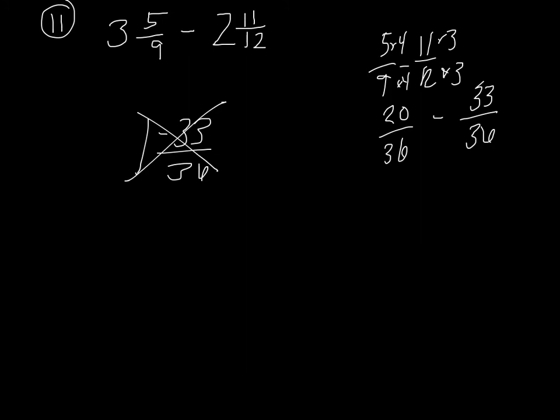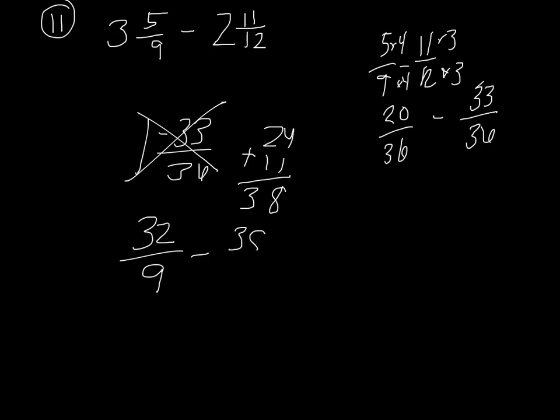So let's do it circle up method. 9 times 3 is 27 plus 5 more. It would be 32 ninths minus 24 plus 11 is 38, so that would be 38 twelfths. Okay, so don't panic yet. They are not common denominators. We can make them both 36.